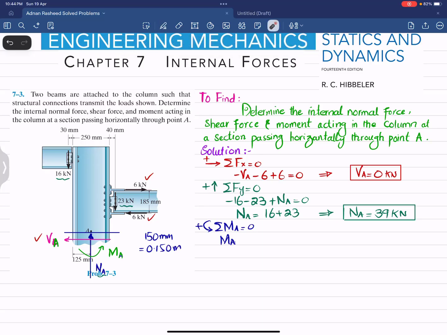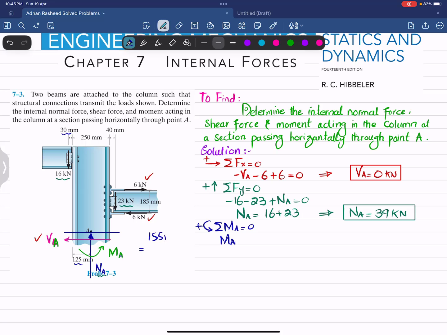So I will show you this load into perpendicular distance. This is producing counterclockwise movement, so it will be taken as negative. So I will write it, sorry, this is not 150. 30 plus 125 is 155. So make it correct. This is 155. So 155 millimeter is actually 0.155 meter. And I will write this is producing counterclockwise movement, so 16 multiplied by 0.155.